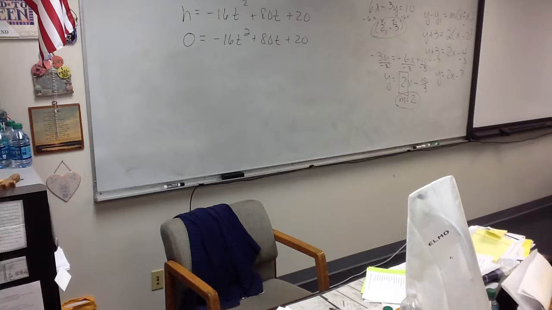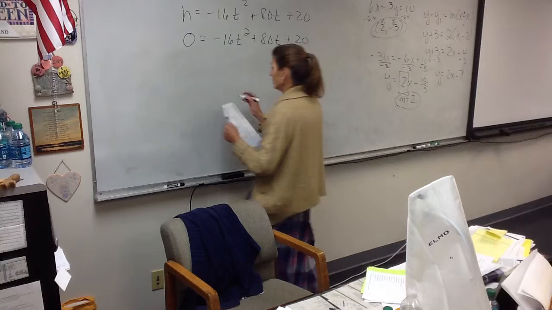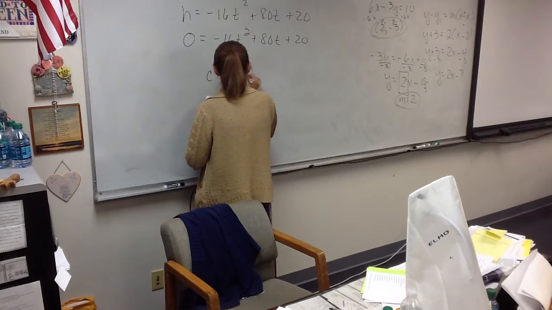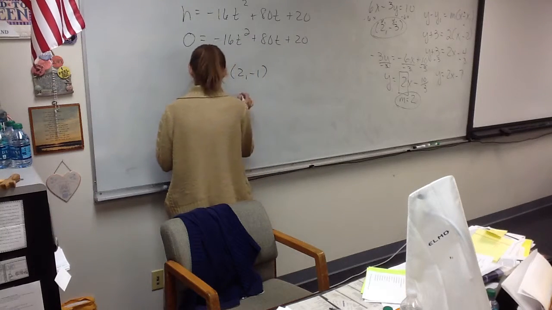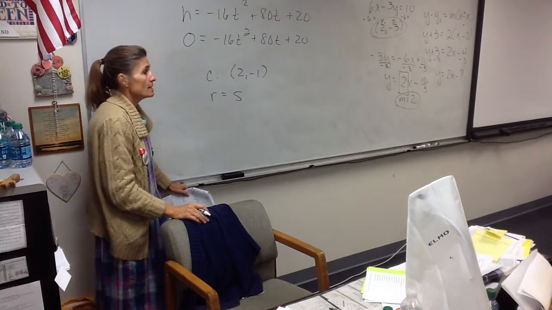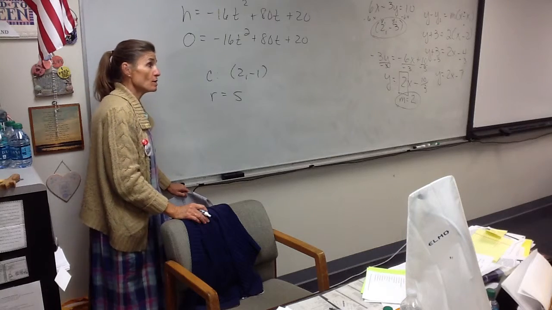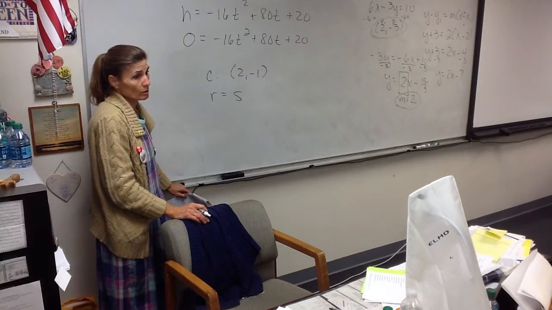Ethan Topham? Number 6. Write the equation of the circle whose center is (2, -1) and whose radius is 5. Now, this is one of those problems where if you know what you're doing, you don't even need to show any work.